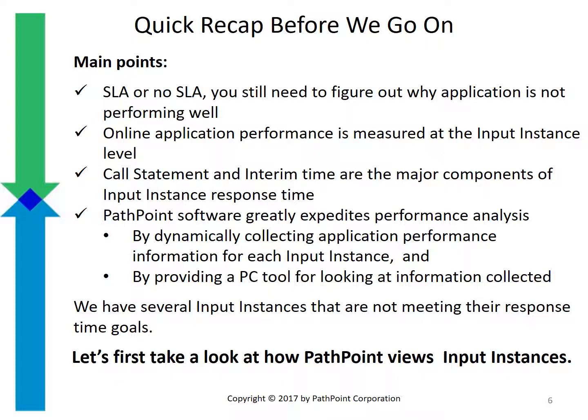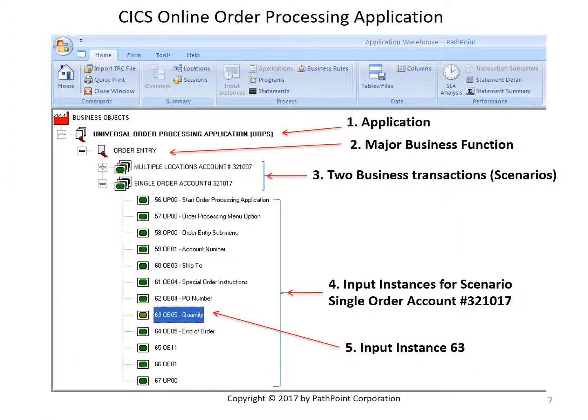We have several input instances that are not meeting their response time goals. Let's take a look at how PathPoint views input instances. This is a screen capture of the PathPoint PC component. Let's focus on 5 points. The application. Here we have a hierarchical view of the information that was captured for the CICS Universal Order Processing application. Major business function. One of the order processing's business functions is called order entry. Two business transactions or scenarios are listed, called multiple locations account and single order account.